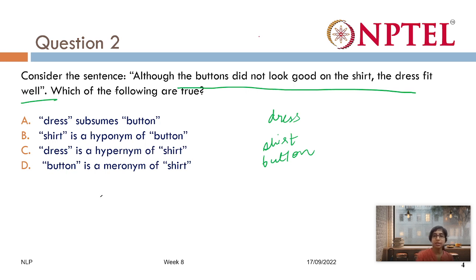You need to establish the relation between these three words. Subsumes, what does that mean? What does hypernym, and meronym mean? Based on that, you mark the correct option. It can be a single or multiple option correct. Filter it out accordingly. Multiple options can be correct for this.